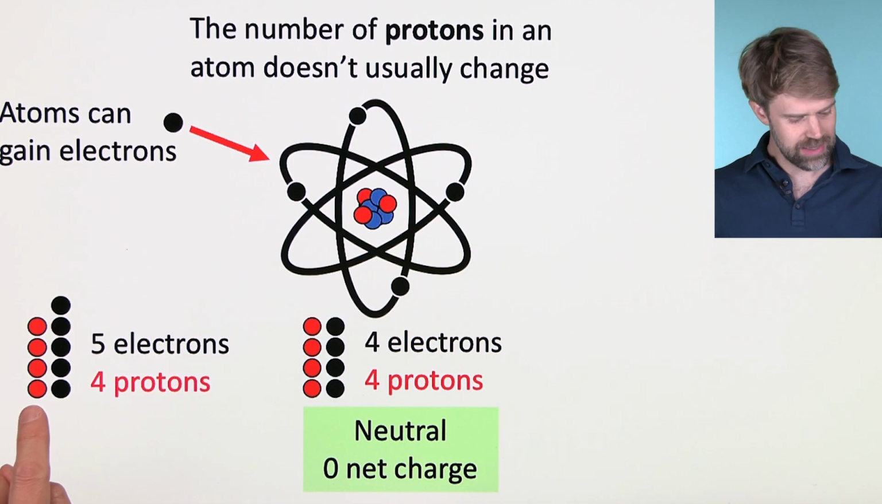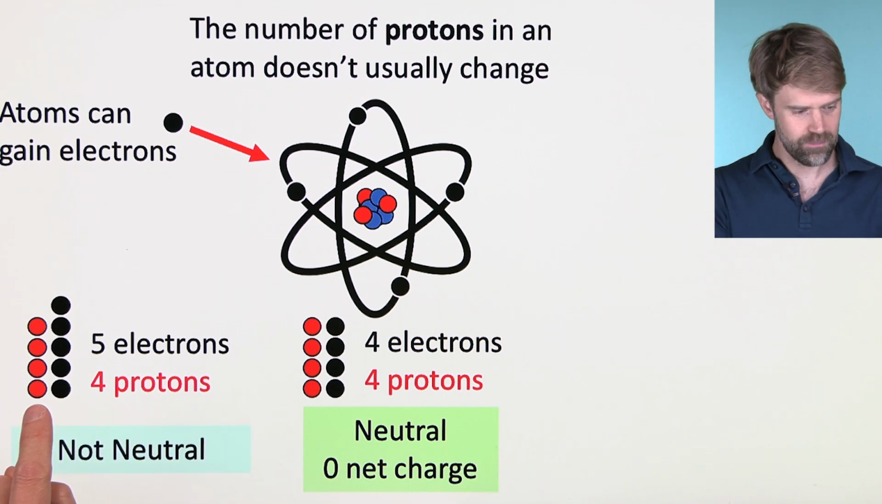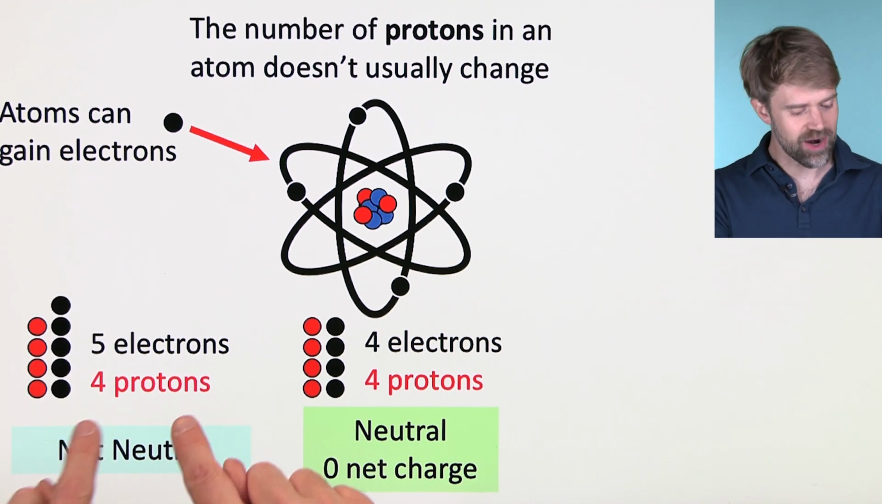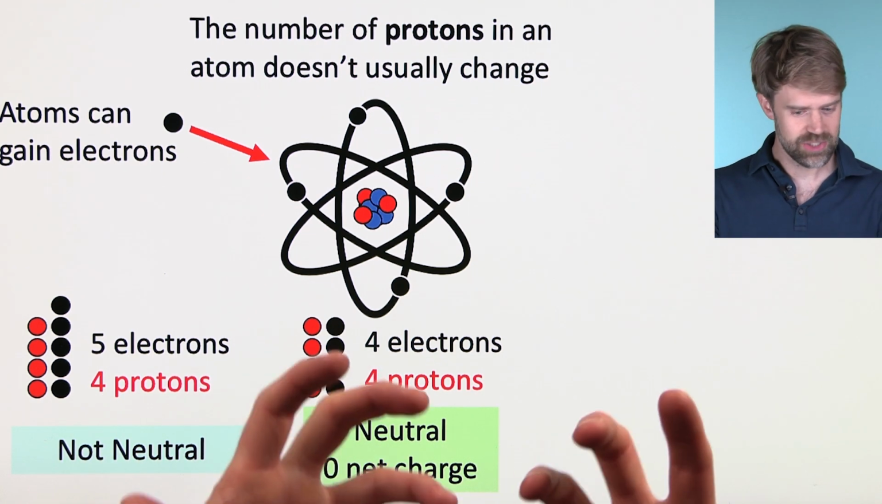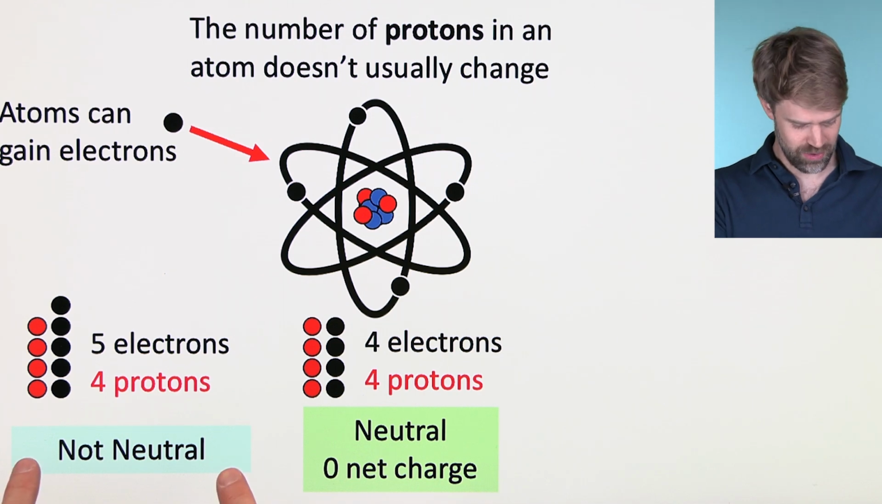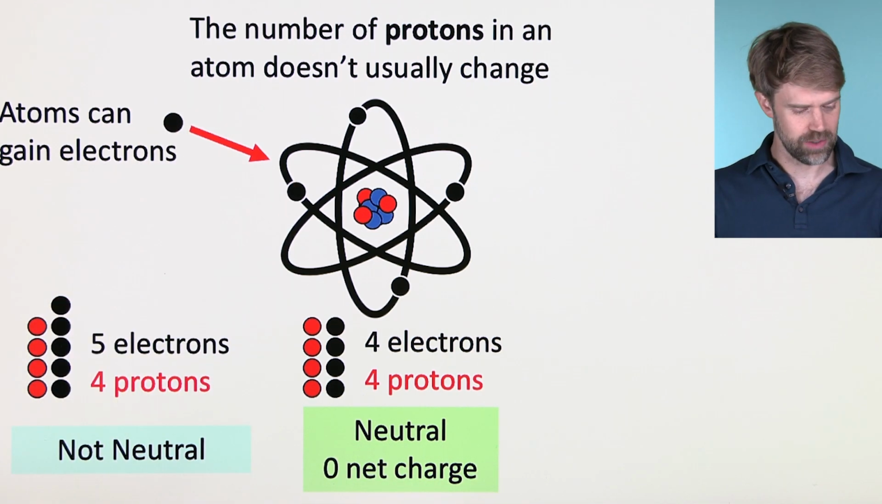So this atom is still going to have the 4 protons that it had before. The protons and electrons in this example are not equal anymore. So they don't fully balance each other out, and now we've got an atom that is not neutral, with a net charge that is not 0 because it gained an electron.